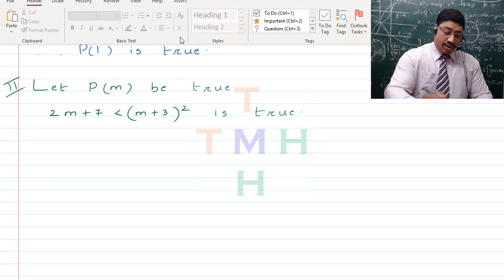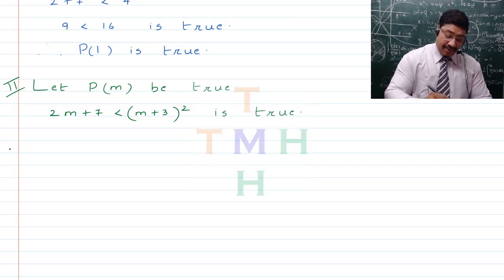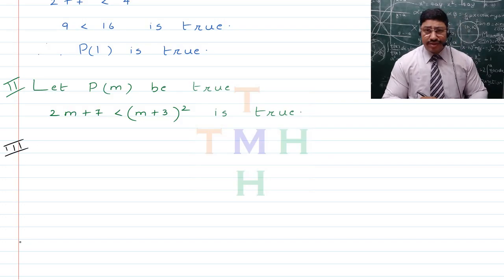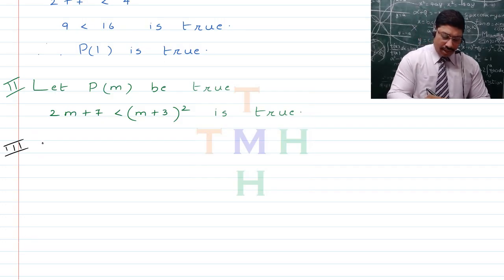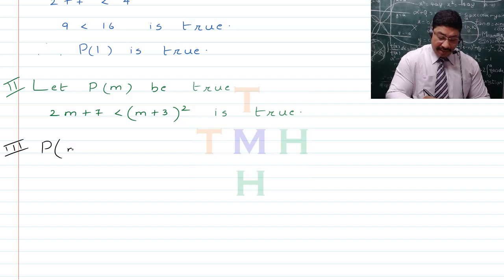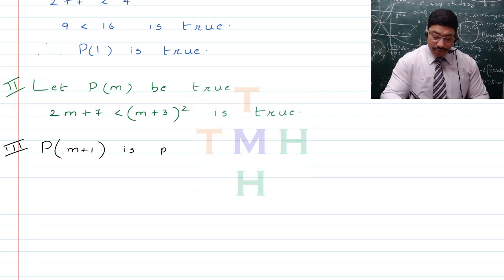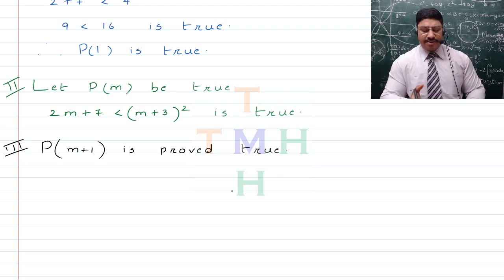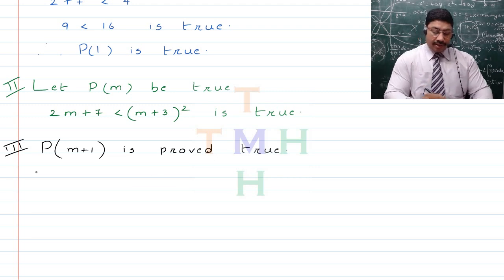Now we come over to the third step, which is the step where we have to use this last step in order to prove that the statement P, where the value of the variable is m plus 1, is true. So now we have the proving step, where we'll be talking about P of m plus 1 to be proved true, right? Or in other words, you can even write proving Pm plus 1 to be true.